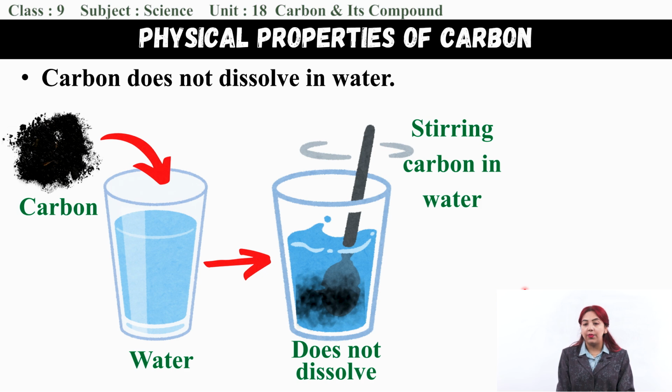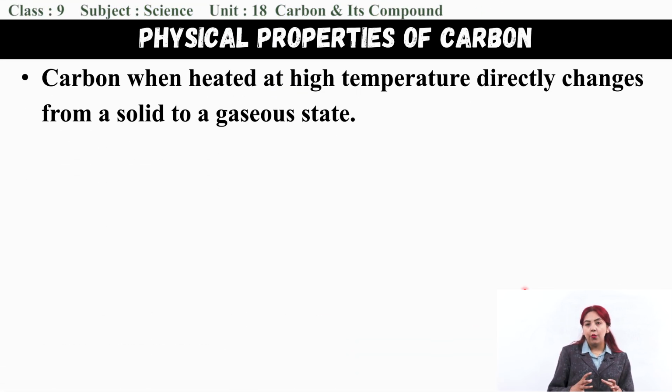Now, another physical property of carbon is that when carbon is heated at a very high temperature, it does not change from solid to liquid state, but it directly changes from solid to gaseous state. So, this is another physical property of carbon. Now, do you know the word for a substance that directly changes from solid to gaseous state without going through the liquid state? Yes, that is sublimate. So, we can say that carbon is a sublimate.